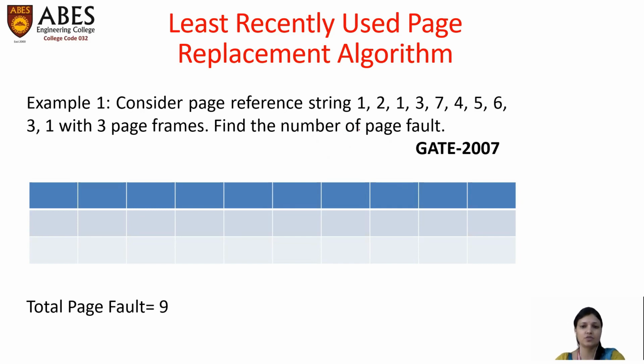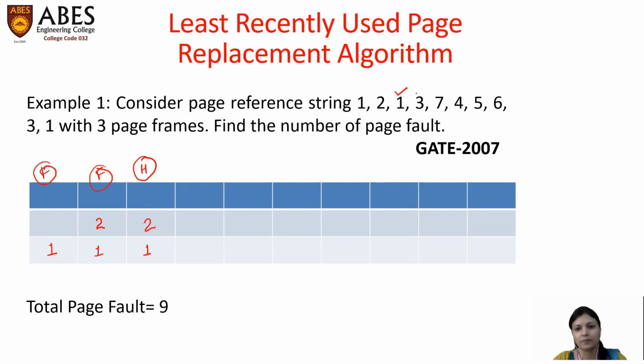As in the last question, initially our memory is empty. So we will allot a memory frame to the referred page. As the memory is empty, we will allot the first frame to the first page. Again, we have an empty slot in the memory, so we will allot 2 to the memory. Next value is 1. 1 is already present in the memory, so this is a page hit.